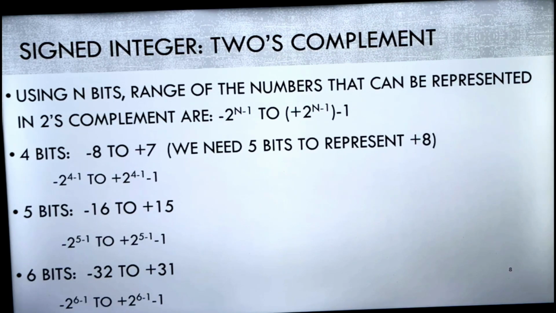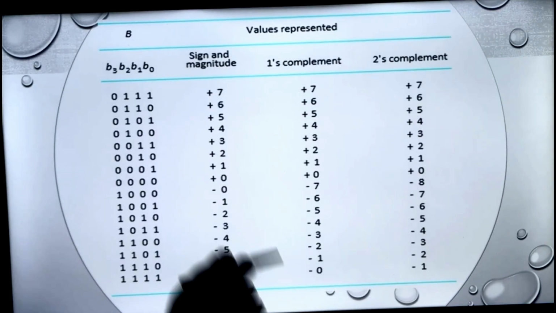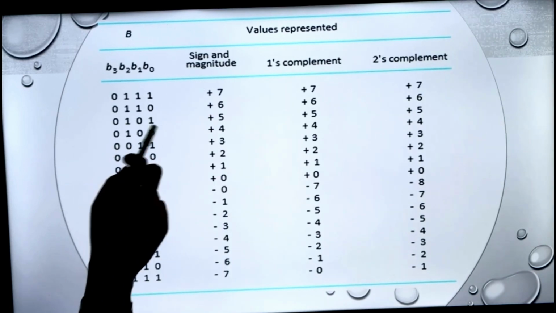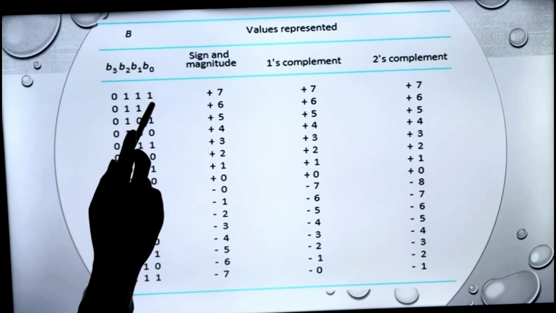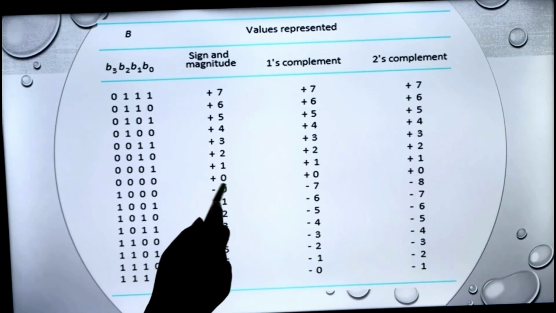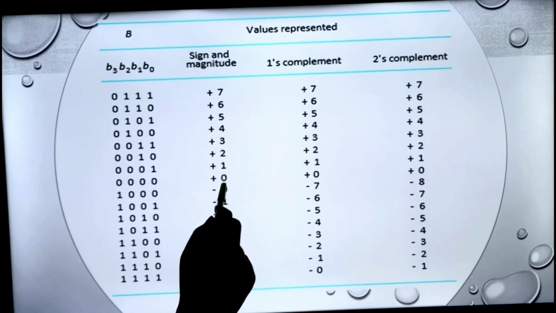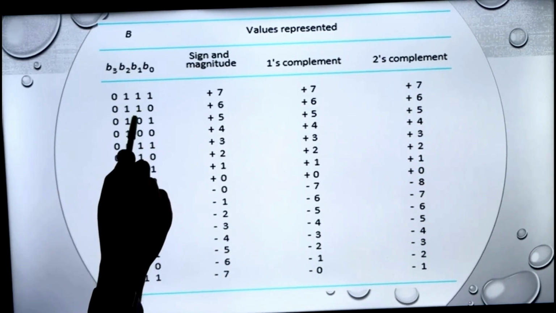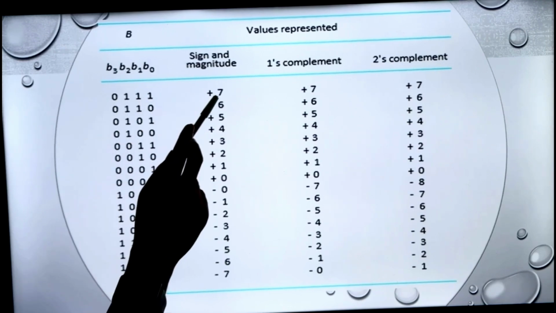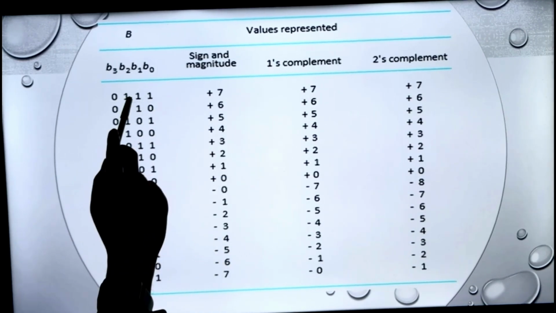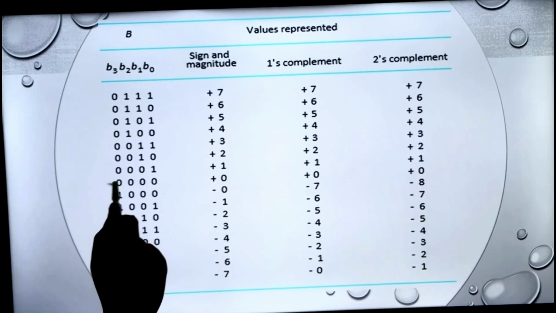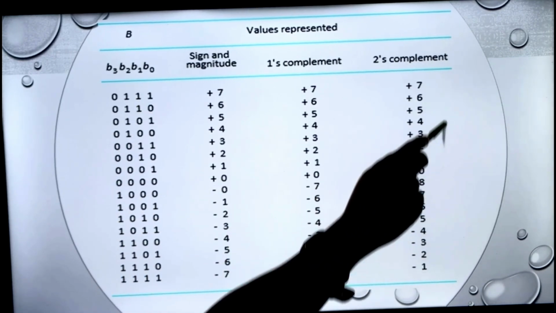Fine. Now we'll have a final comparison table. We have gone through sign and magnitude, 1's complement and 2's complement. If you see here, for positive number representations up to plus 0, everything is the same in all the representations. In sign and magnitude, this is plus 7. In 1's complement also plus 7. In 2's complement also plus 7. Up to plus 0, this is the same.